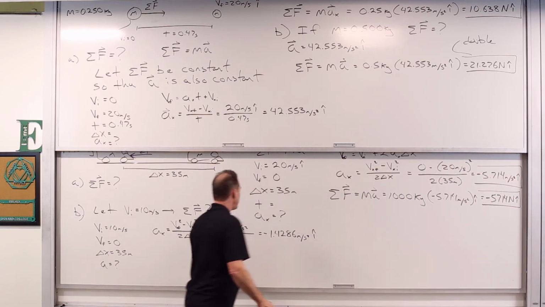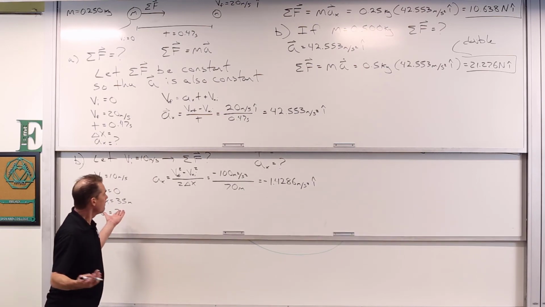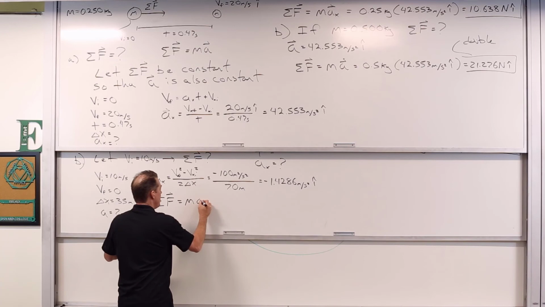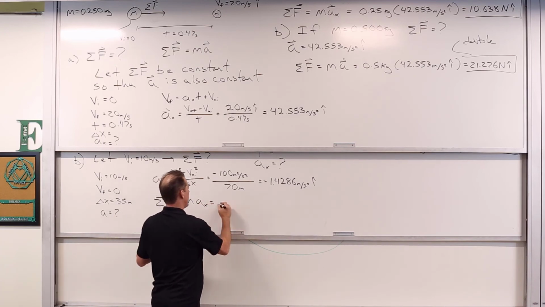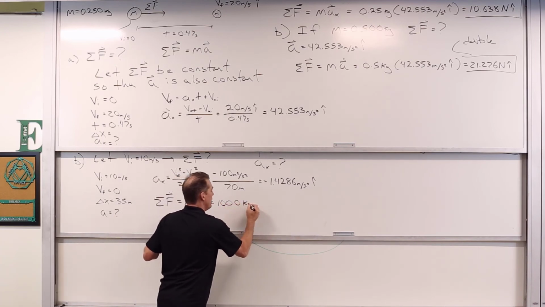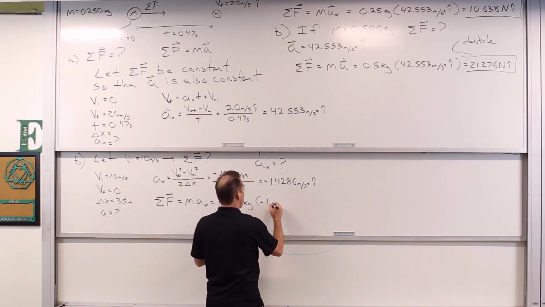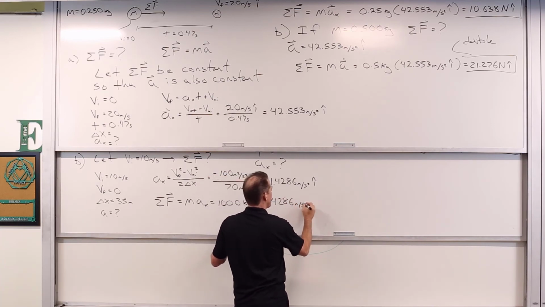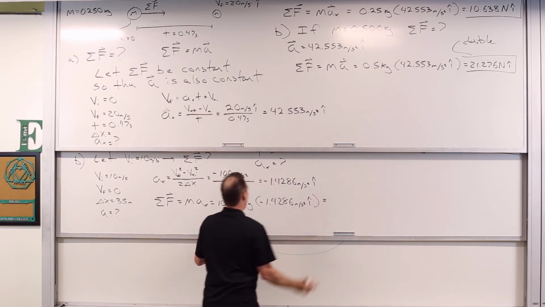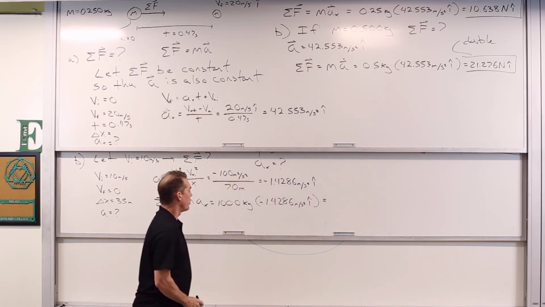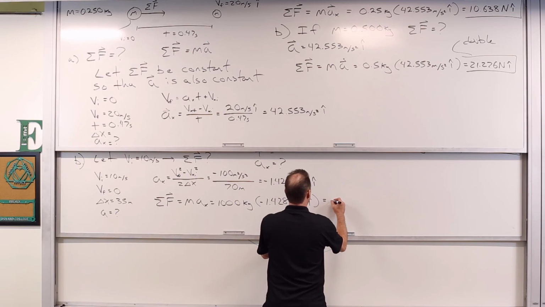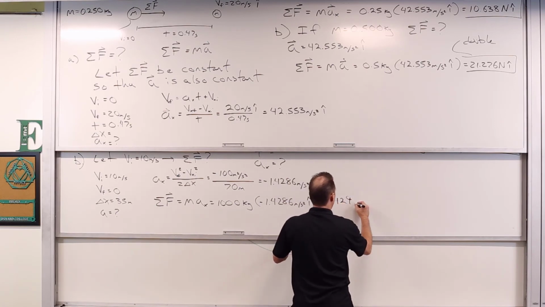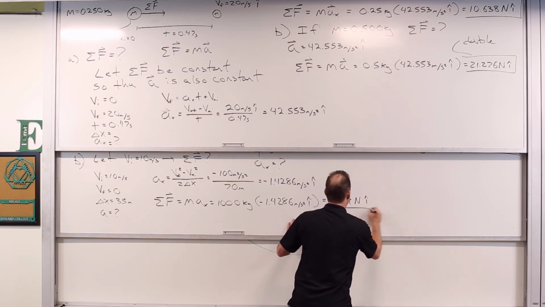So what do we get with this? Well, net force in this particular case again is m a sub x, which is going to be 1,000 kilograms multiplied by negative 1.4286 meters per second squared, i-hat, which gives us approximately negative 1,429 newtons i-hat.